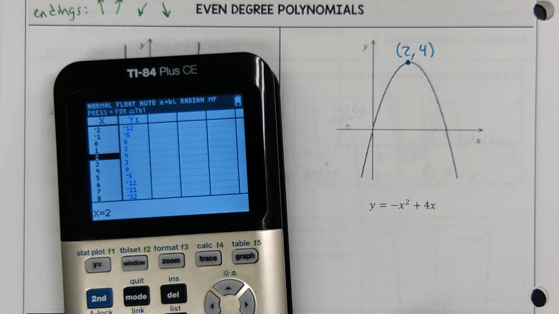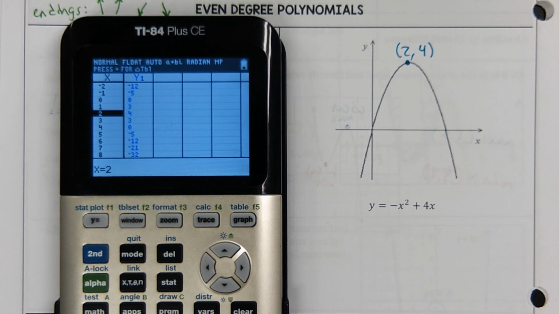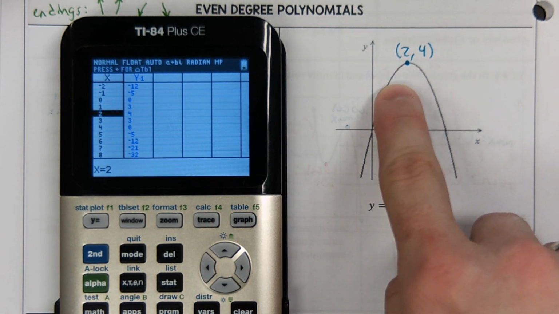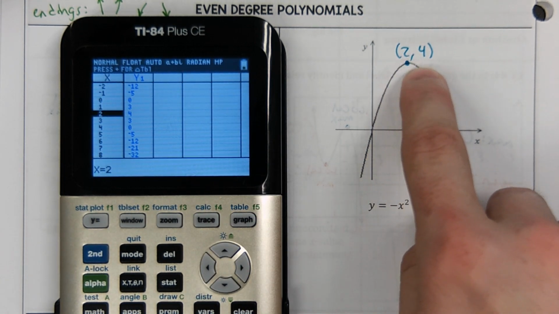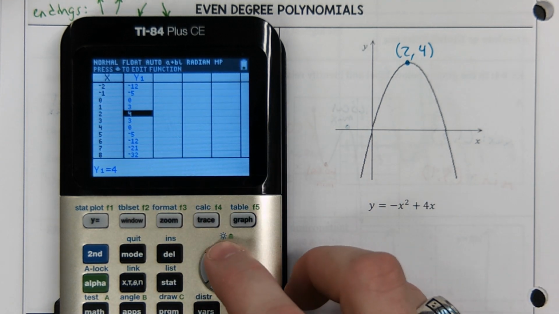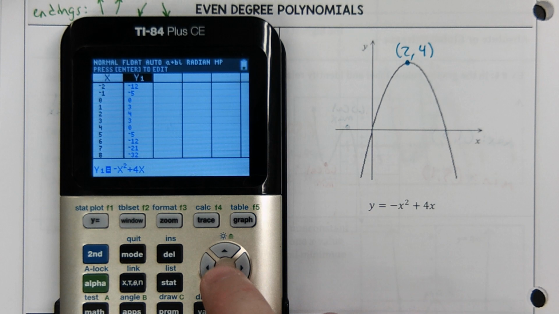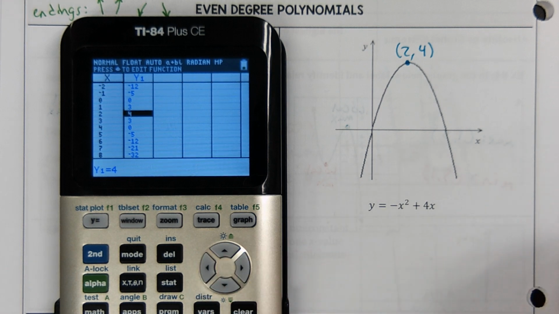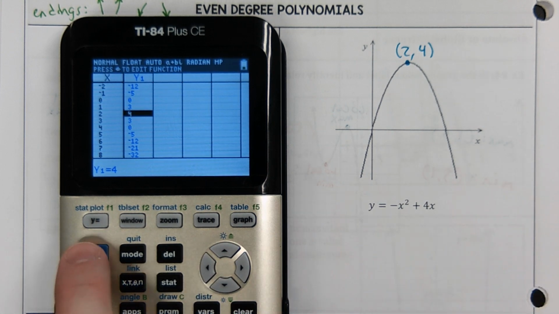You know another way that you could have known that it was there? If you went to second table, you know on the left side it's increasing, right? And on the right side it's decreasing. So look at your y values. Look where they stop increasing and then start decreasing. See how to the left and right, above and below this 4, the digits are exactly the same? That tells you that was the vertex. It didn't have a choice. How do you get to the table? Second graph.